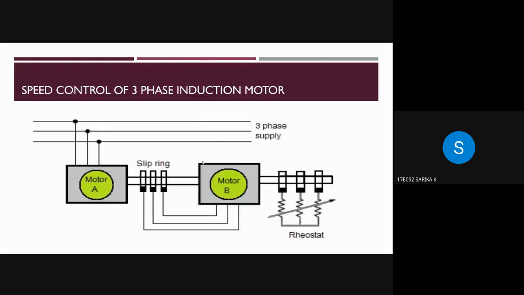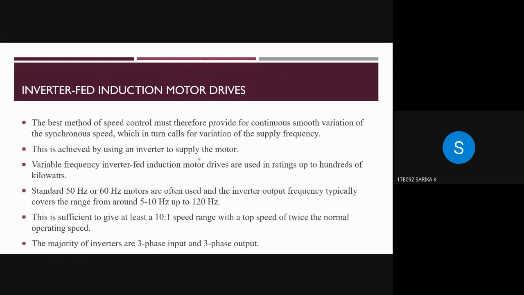Now we can move to the rotor side. This is a diagram representing the speed control of a three-phase induction motor. First method is inverter fed induction motor drives. The best method of speed control must therefore provide for continuous smooth variation of the synchronous speed, which in turn calls for variation of the supply frequency. This is achieved by using an inverter to supply the motor.